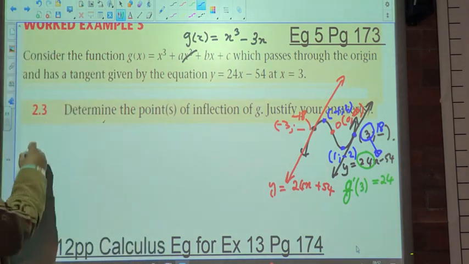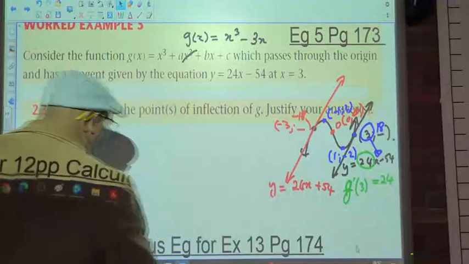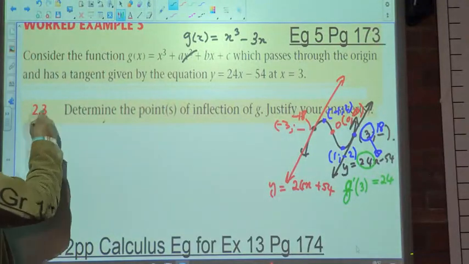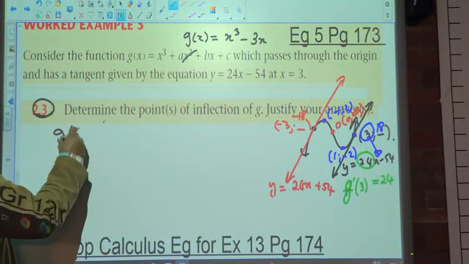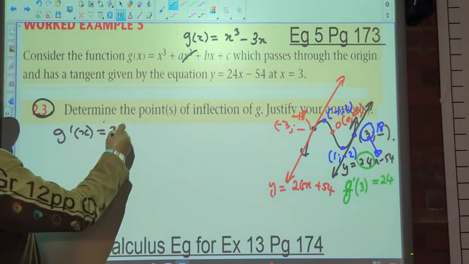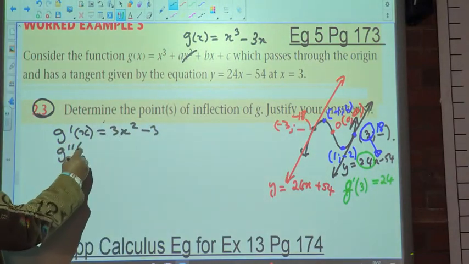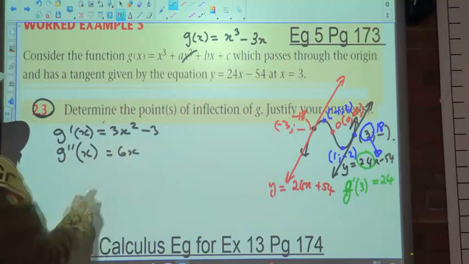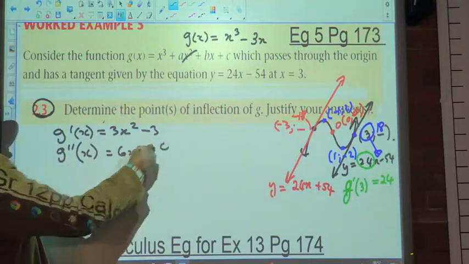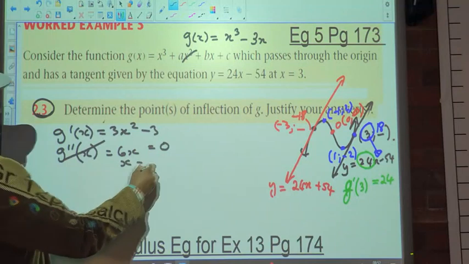So what do I do for point of inflection? I work out my second derivative. Okay. So I got my first derivative, and then your second derivative, of course, is going to give you 6x. So what do I say? This is equal to 0. So x is equal to 0.